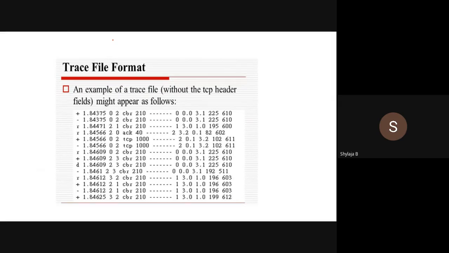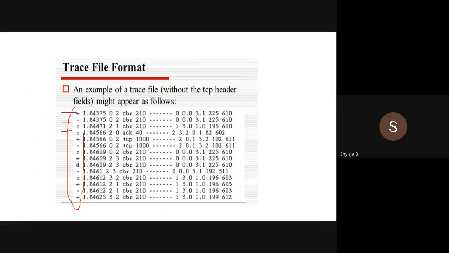If we open the trace file, it will contain values like this. You can find some 11 columns. Each row corresponds to one packet, so there will be thousands of rows. That means thousands of packets are sent from source to destination. In this program, we have to calculate the number of packets dropped. To know which packet is dropped, we have to check the first column.